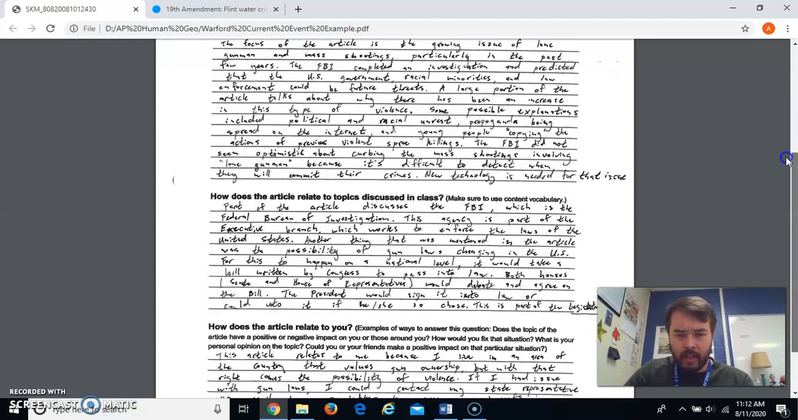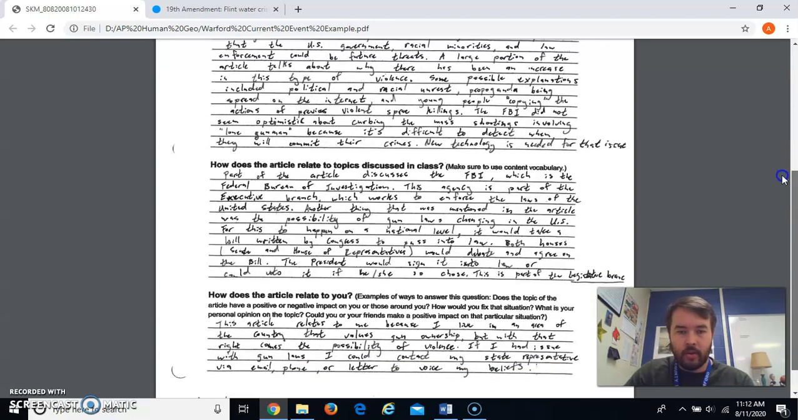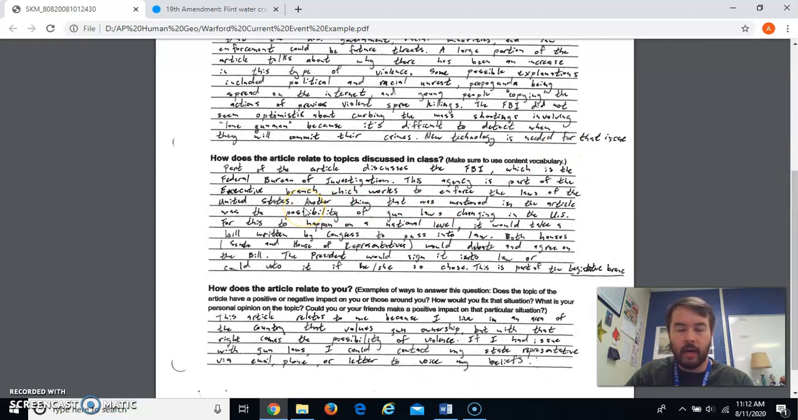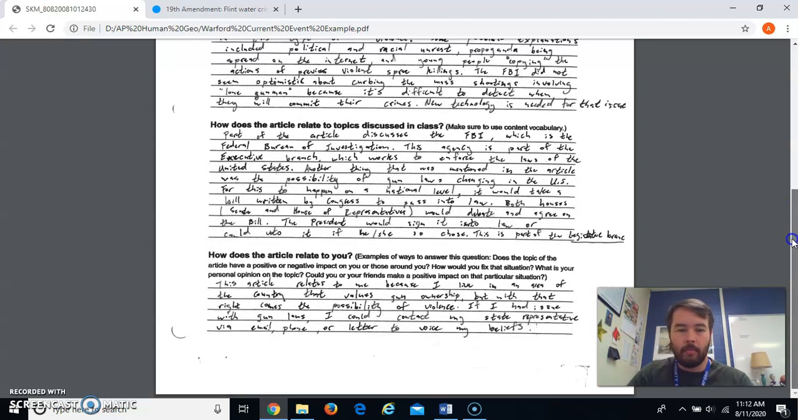How does the article relate to topics discussed in class? I'm not going to read this whole thing because you can, and I'll attach this as well in Google Classroom. But notice that he talks about the executive branch. He tells us what it does. It enforces the laws. We go down here. He said the bill was written by Congress and passed into law. Talks about 2 houses of Congress. So he basically gives us a rundown in that little chunk of how the U.S. government works. So I know he knows what he's talking about.